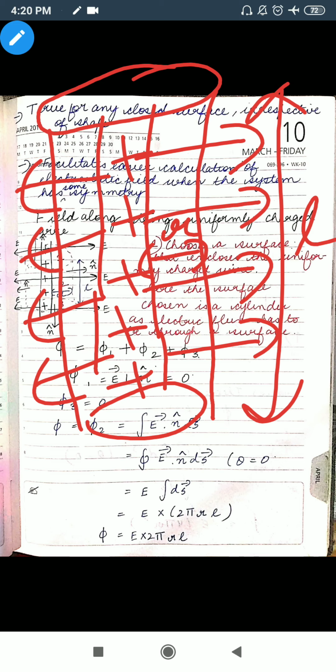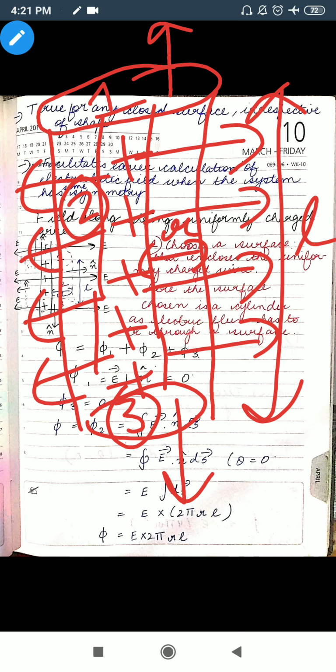Now we can divide the Gaussian surface into three parts. The first part is the upper circle of the cylinder, the second part is the curved surface area of the cylinder, and the third part is the lower circle of the cylinder. Now if I draw the perpendicular area vectors, the first area vector will be like this, the third area vector will be like this, and the second area vector will be like this. Now see these area vectors.